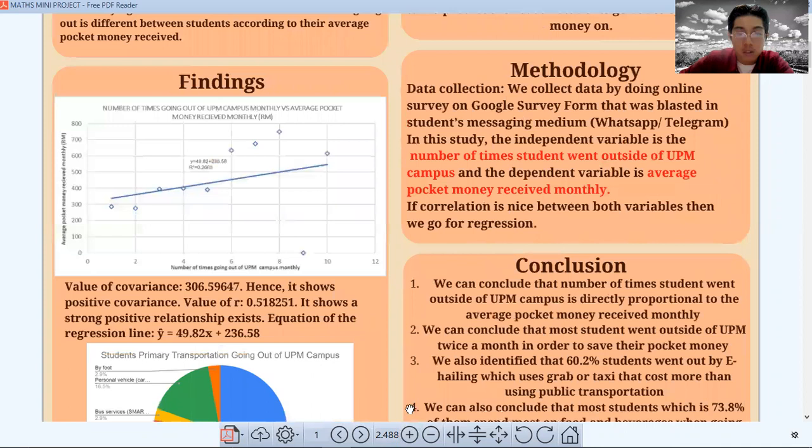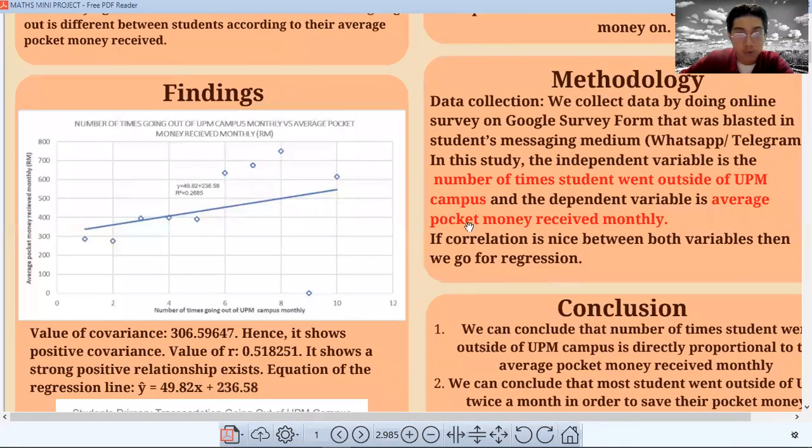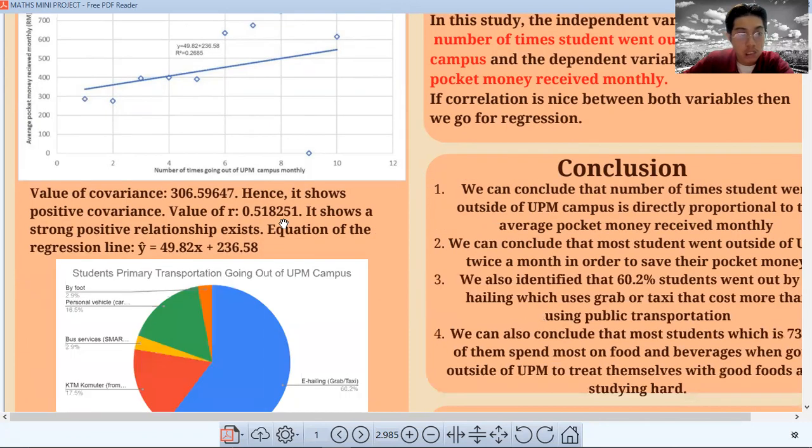For the findings, what we have here is a graph of the number of times going out of the campus versus the average pocket money received. As you can see, the x-axis is the number of times they go out, and the y-axis is the average pocket money received. As the number of times they go out increases, the average pocket money would increase.